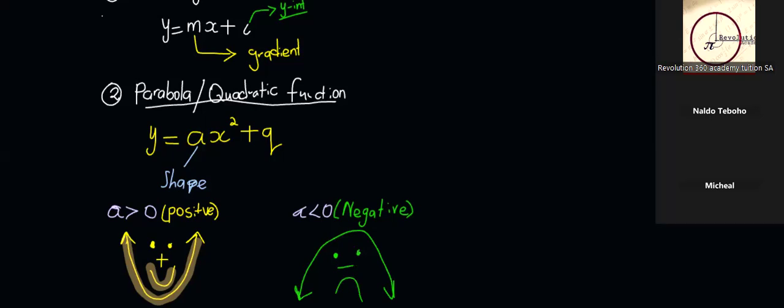So it basically means that if the value of A is negative, the graph is a what? It's a frowning face, or a sad face. So those are things which you basically need to know.